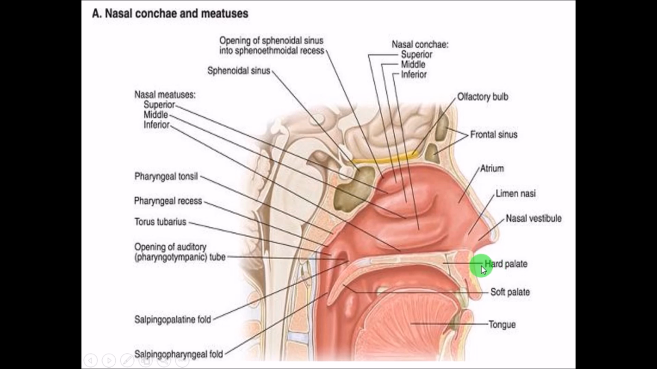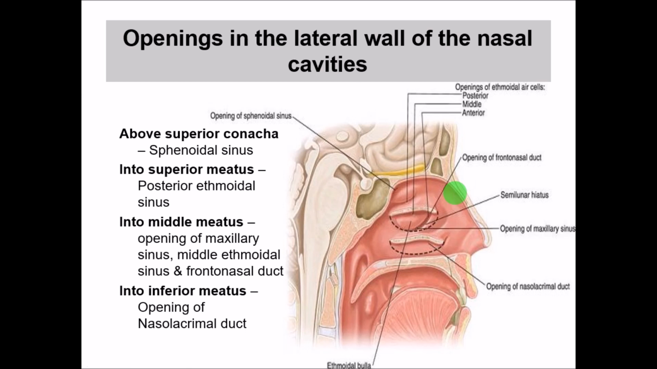Okay, so here you can again see the picture has been broadened so that you can appreciate the three concha, as well as the meatus space below these concha. Okay, the openings in the lateral wall of this nasal cavity. So now we should know there are many openings within this lateral wall. So what are these openings?